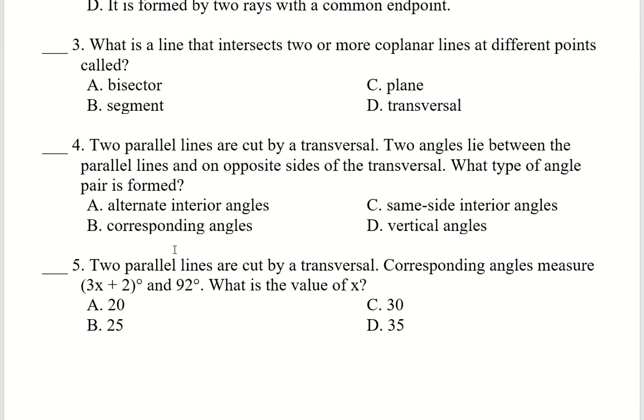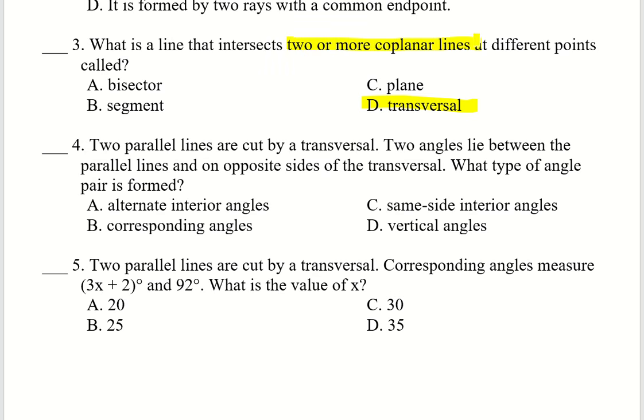Number 3, what is a line that intersects two or more coplanar lines at different points called? Okay, so that is a transversal. Okay, a line that intersects two or more coplanar lines.